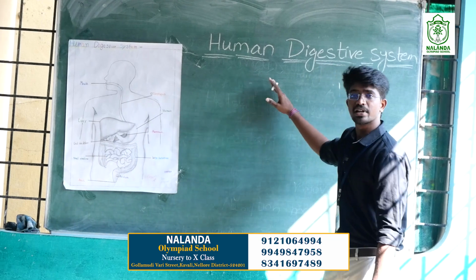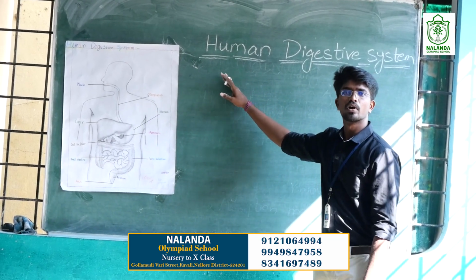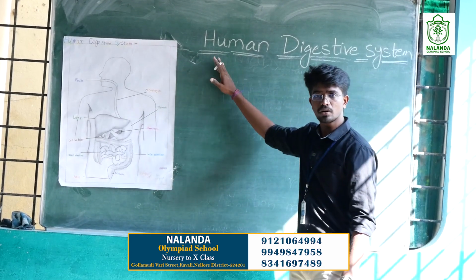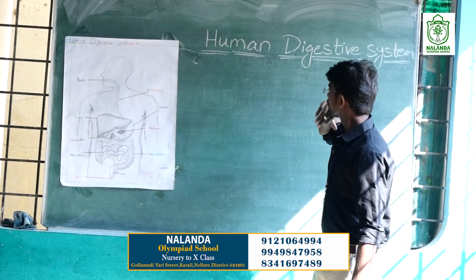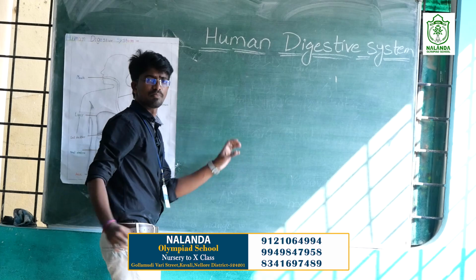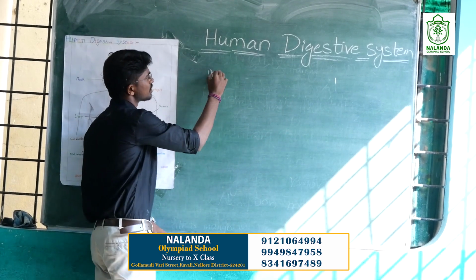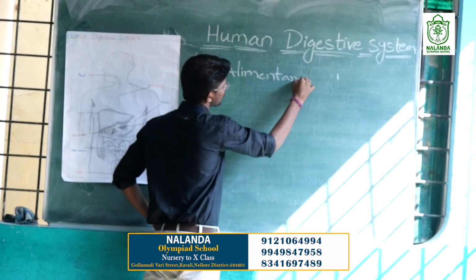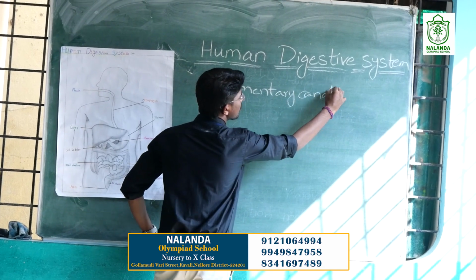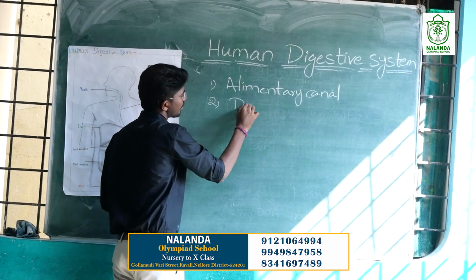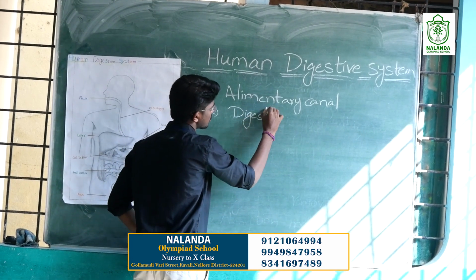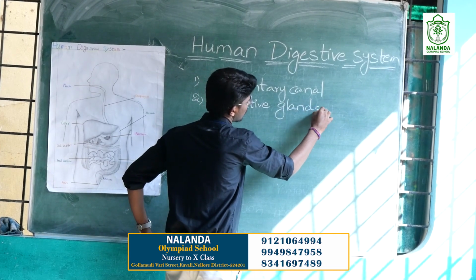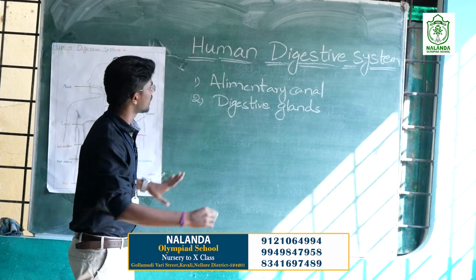So children, in the previous class we discussed the mode of nutrition in animals and holozoic nutrition. In this class I am going to explain about the human digestive system. Children, the human digestive system mainly contains two parts. One is the alimentary canal, and the second one is the digestive glands. Let us know about the alimentary canal and its functions.